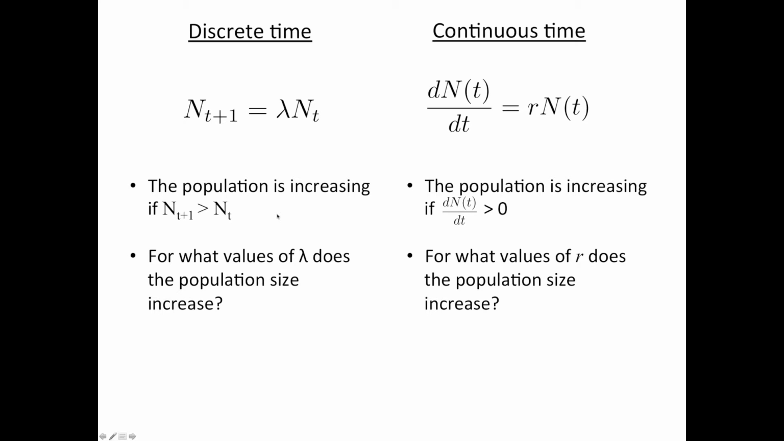On the left, we have that the population is increasing if the population size next year is bigger than the population size this year. And on the right, we have that the population is increasing if the derivative of the population size with respect to time is positive. So given that, try and think about for what values of lambda does the population size increase, and for what values of r does the population size increase. I'll pause the video while you think about that.